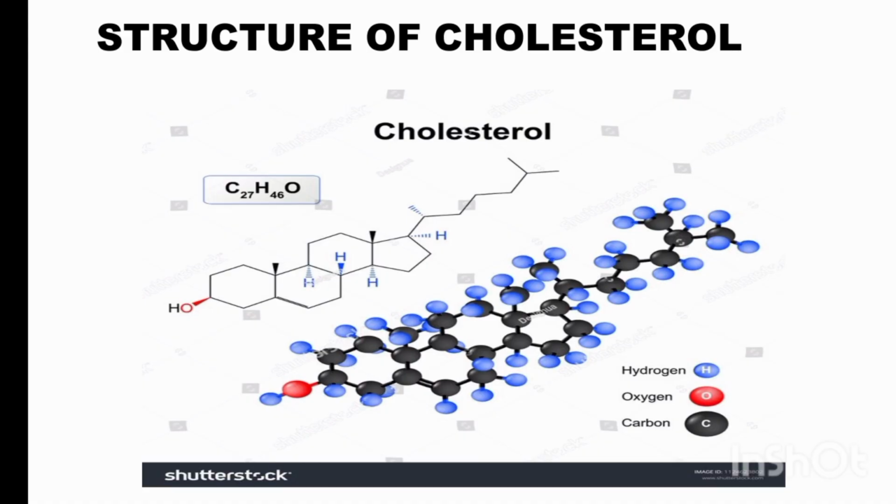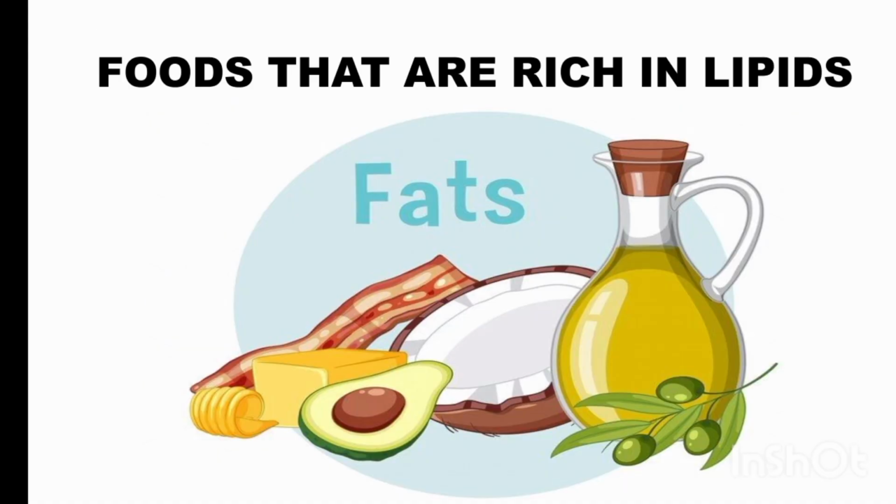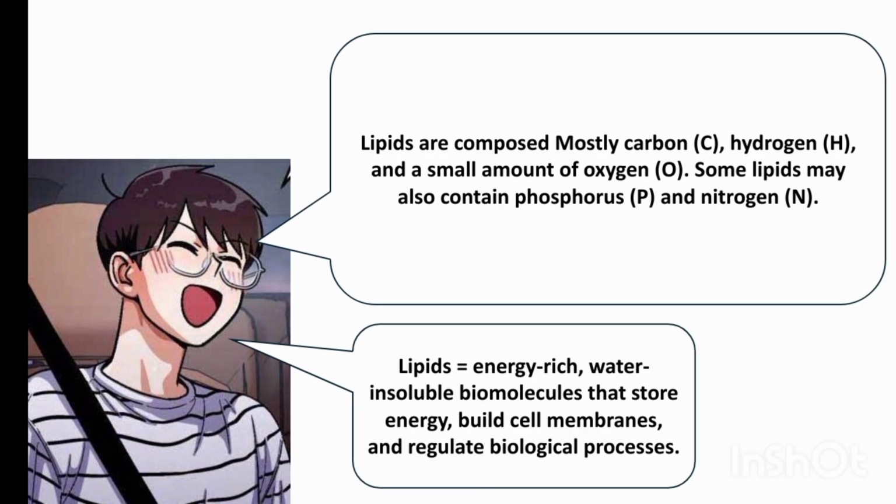Some foods that are rich in lipids include butter, cheese, nuts, eggs, and meat. These are our main sources of fats which our body converts into energy when needed. So to summarize, lipids are energy-rich, water-insoluble molecules composed of mainly carbon, hydrogen, and oxygen, and they store energy, build membranes, and play vital roles in many biological functions.